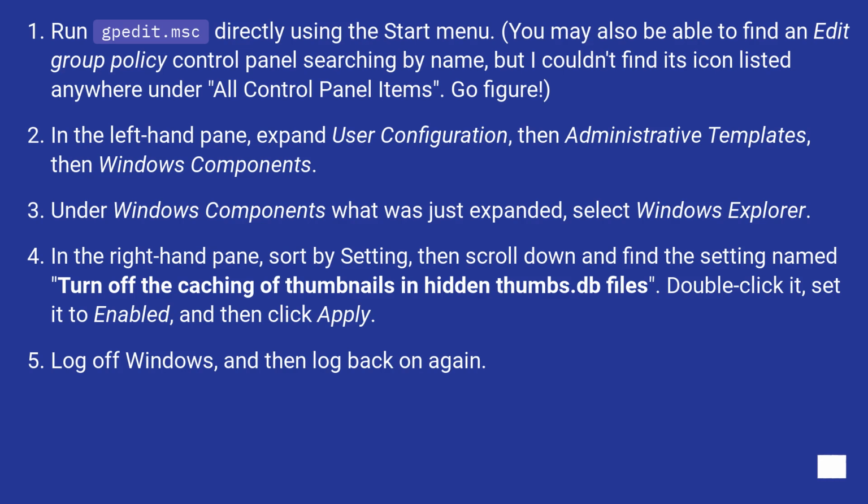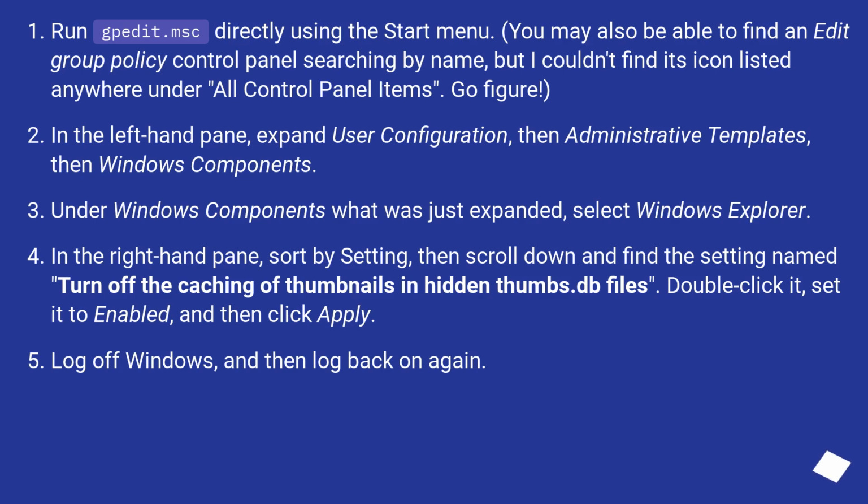Run gpedit.msc directly using the Start menu. You may also be able to find an Edit Group Policy control panel by searching by name, but I couldn't find its icon listed anywhere under All Control Panel Items. Go figure.